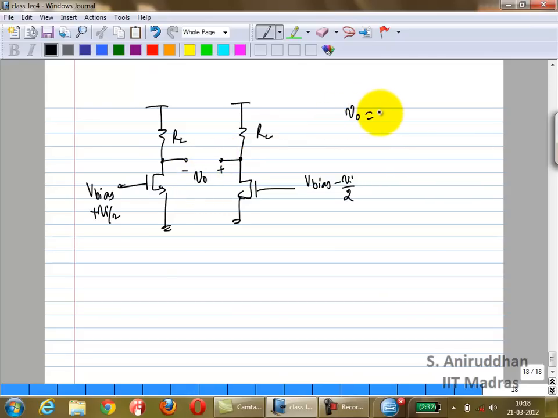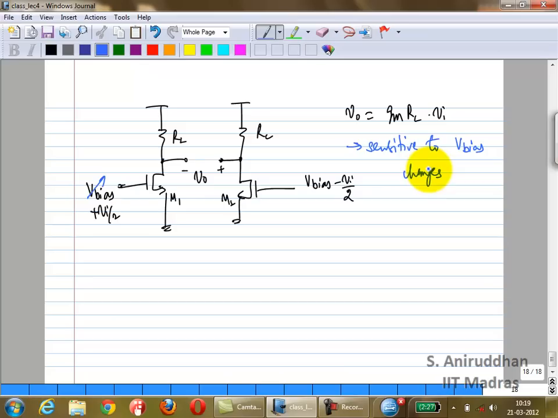What is VO here? GMRL times VI. The same as before. Okay? So if I increase V bias now, what happens? GM changes. So definitely the gain will change. Okay, what else? The bias current changes, so definitely the output common mode is going to change. So definitely this circuit is sensitive to V bias changes.